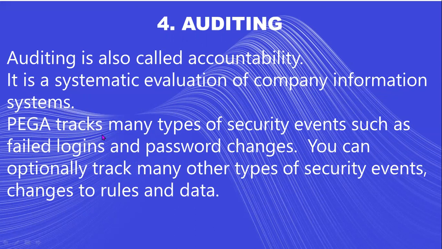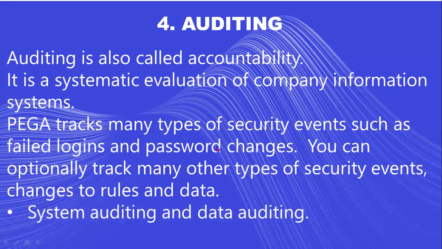PEGA tracks many types of security events, such as failed login. You see how many times the user tried to log in and failed, and how many times the password has been changed by the user. You can optionally track many other types of security events, changes to rules and data. All these things can be done. This can be divided into 2 types, system auditing and data auditing.